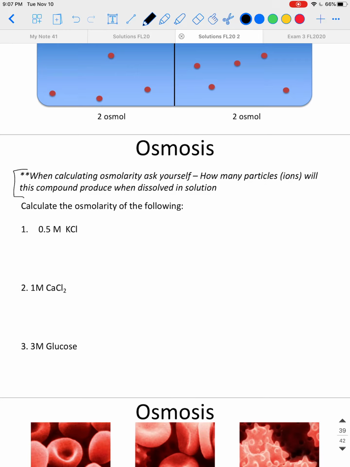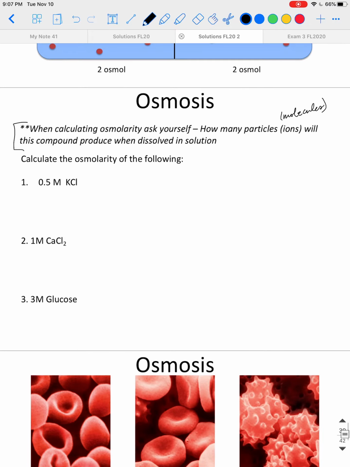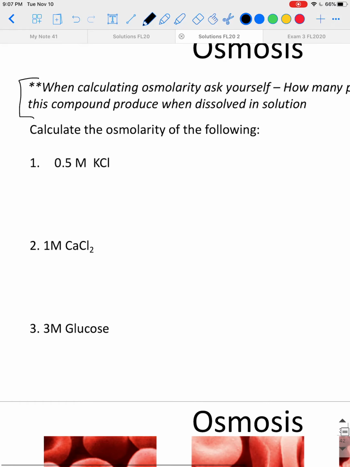All right, a little practice on this just to kind of review. Here is my best tip for you. When calculating osmolarity, ask yourself how many particles, how many ions, or it's not always ions here, it could be molecules, in the case of glucose, will this compound produce when dissolved in solution? And that will help you calculate osmolarity.